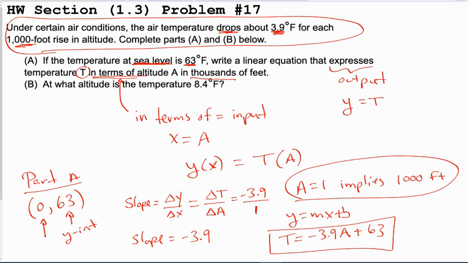Part B says, at what altitude is the temperature 8.4 degrees? So you're going to replace temperature, which is T, with 8.4 for part B. Once you plug that in, you have an equation, and you should be able to do the rest and solve for A when T is 8.4.